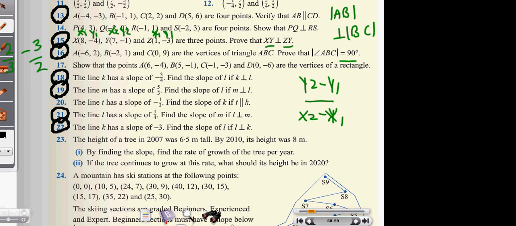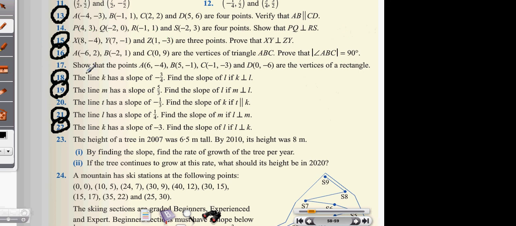Okay, next question is 18. If K has a slope of minus 3 over 4, basically all you have to do, if they're actually perpendicular to each other, all you got to do is turn it upside down and change the sign. Therefore, the slope of L would have to be 4 over 3. And that's the answer done for 18. For 19, it's the same trick. Turn it upside down, change the sign.